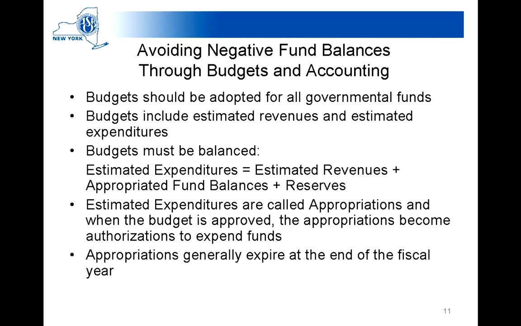In the general fund, we have estimated revenues. We appropriate some of our money left over from the previous year. We may have even appropriated some of our reserves, and that equals our expenditures. Again, estimated expenditures are called appropriations when the budget's approved, and the appropriations become the authorizations to expend those funds. And the last point here is true with the exception of the capital fund. Appropriations expire at the end of the fiscal year.